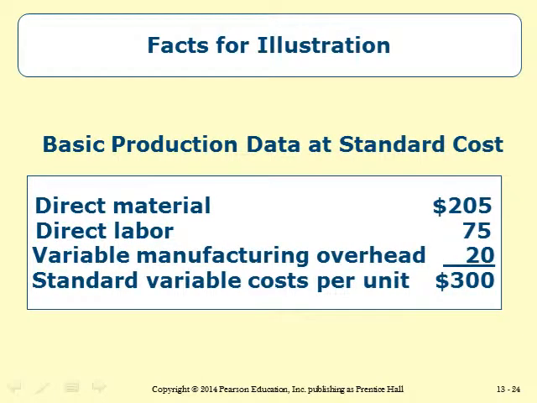So let's look at this case just for illustration. We're talking about basic production data at standard cost for the Dell Desk PC division. We see we have direct material per unit of $200. We have direct labor per unit of $75. We have variable manufacturing overhead applied at $20 to give us a standard variable cost per unit of $300.